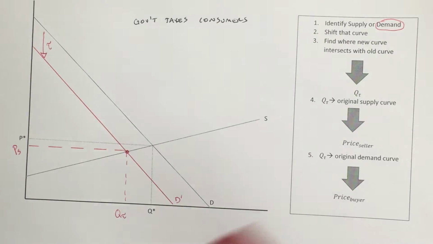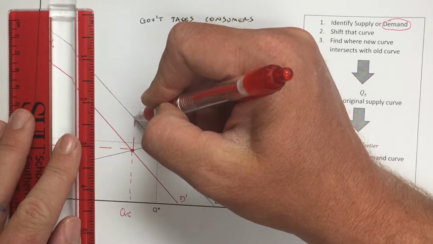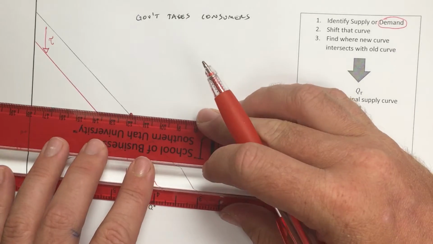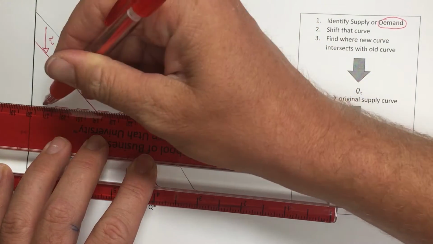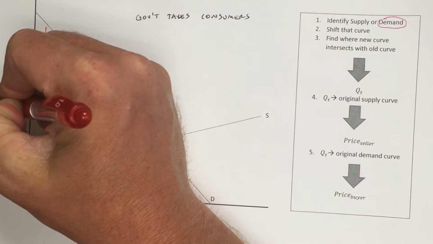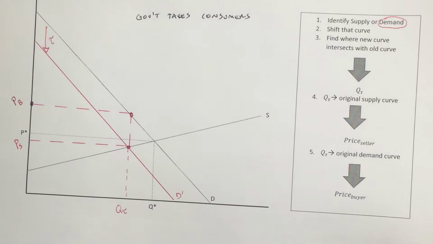Step 5, we take that quantity, we shift it up into the original demand equation. We bring that across using our School of Business ruler, School of Business, where dreams come true. And this is the price that the buyer pays.